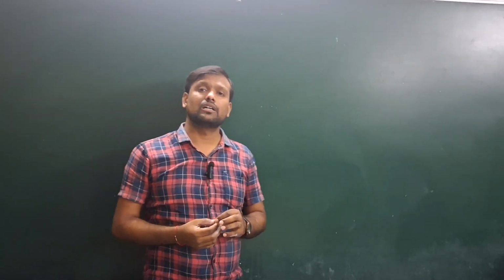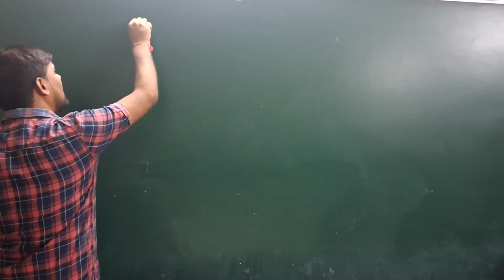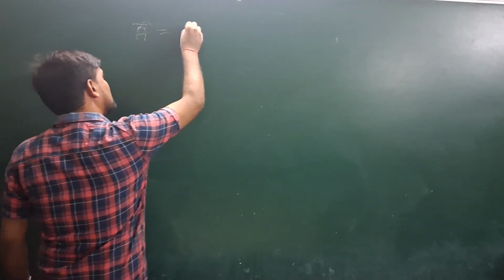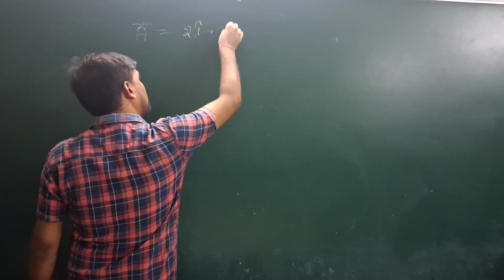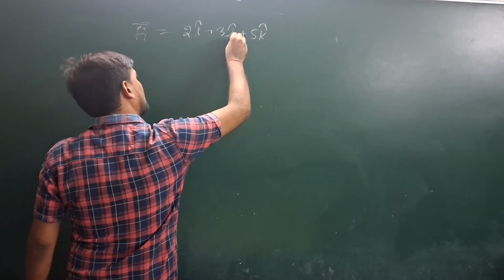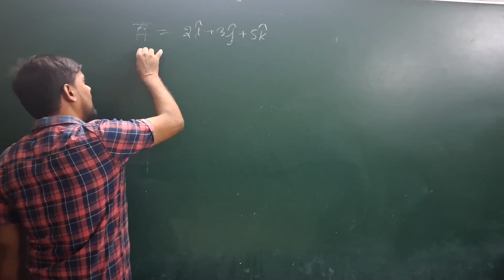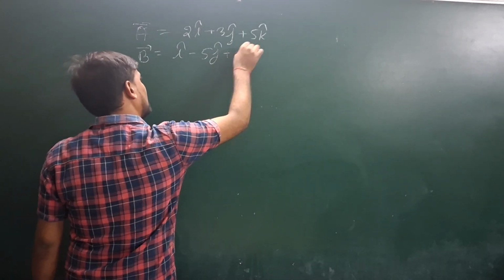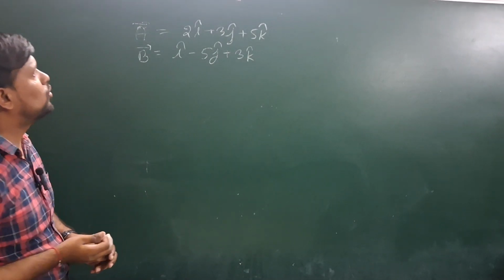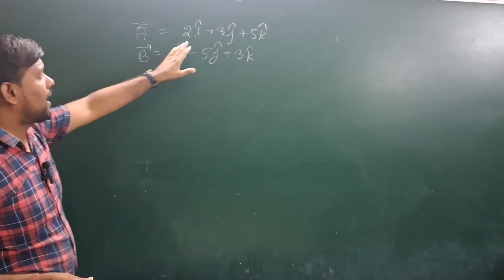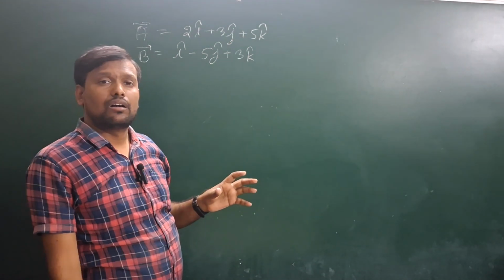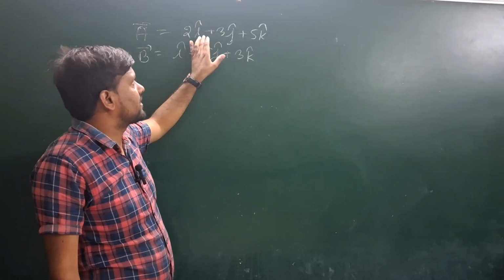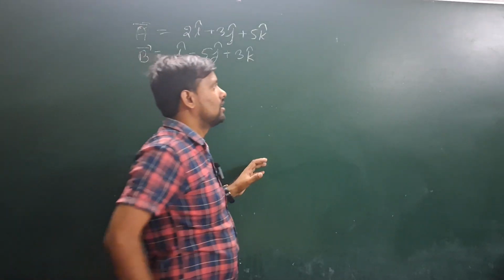Now, the operations of the vector quantities are represented like this. A is a vector quantity written as 2i cap plus 3j cap plus 5k cap. And B is i cap minus 5j cap plus 3k cap. These are two vector quantities. i cap, j cap and k cap are the unit vectors along the x direction, y direction and z direction respectively.